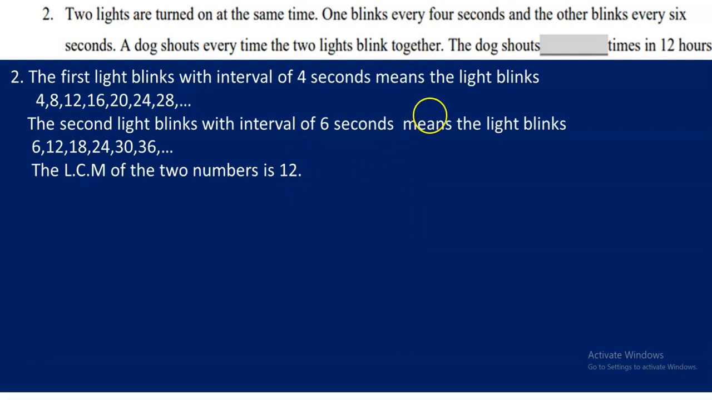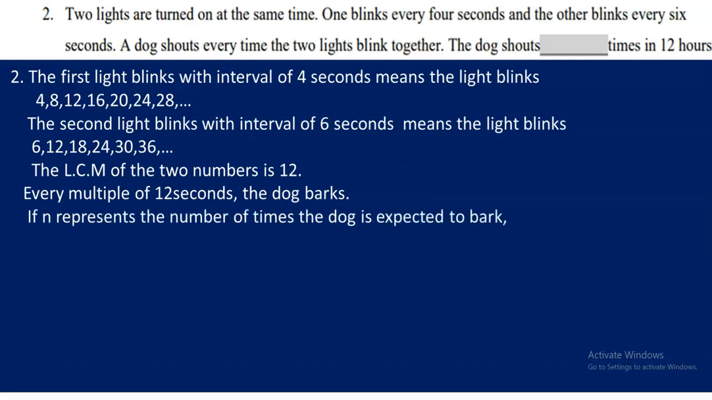So the question is, how many times do you think the dog shouts in 12 hours? Every multiple of 12 seconds, the dog barks. So if n represents the number of times the dog is expected to bark, 12 hours is the same as 12 times 60 times 60 seconds, because 1 hour is equivalent to 60 minutes, and 1 minute is 60 seconds. 1 hour is equivalent to 3,600 seconds, so 12 hours is going to be 12 times 60 times 60.